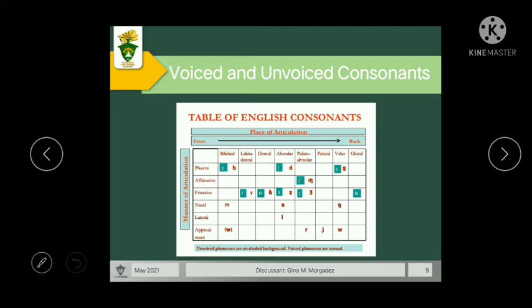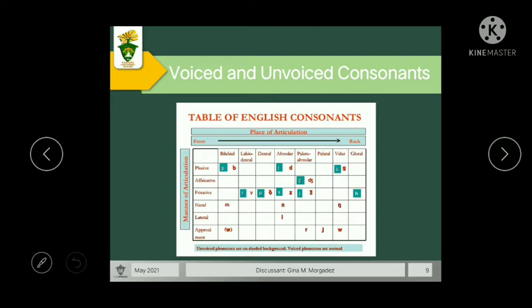So let's pronounce the p. Observe your vocal tract, or the vocal folds. Hold your hand on the outside of your throat. If you can feel the vibration when you produce that phoneme, then it is voiced.